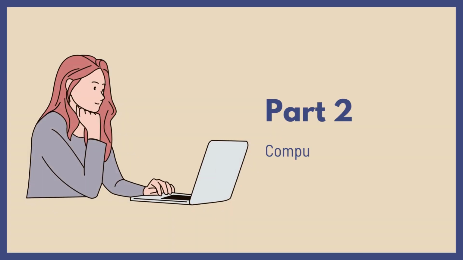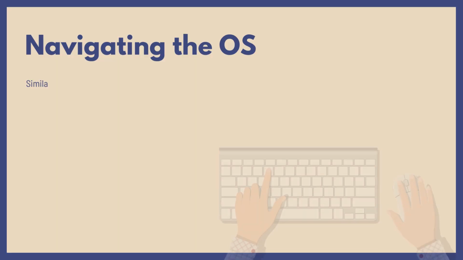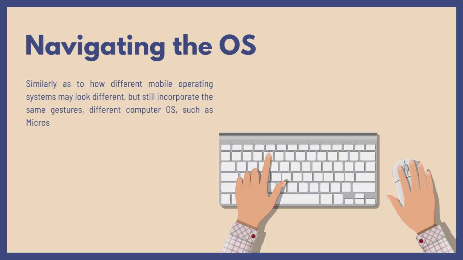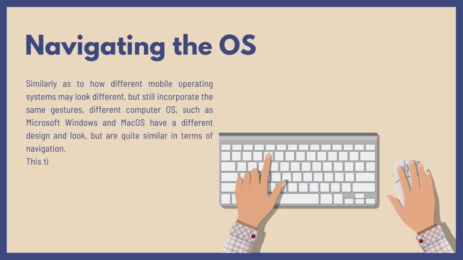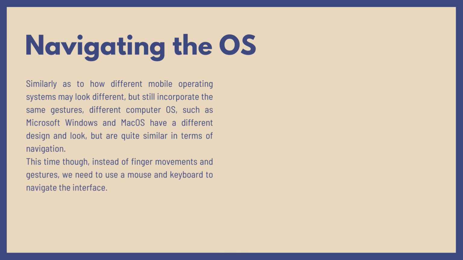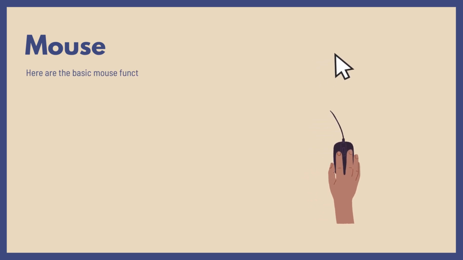Part 2. Computers. Navigating the OS. Similarly to how different mobile operating systems may look different, but still incorporate the same gestures, different computer OS, such as Microsoft Windows and Mac OS, have a different design and look, but are quite similar in terms of navigation. This time though, instead of finger movements and gestures, we need to use a mouse and keyboard to navigate the interface. Mouse. Here are the basic mouse functions.